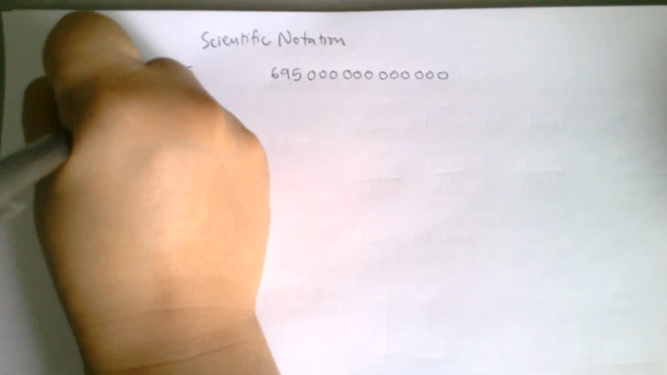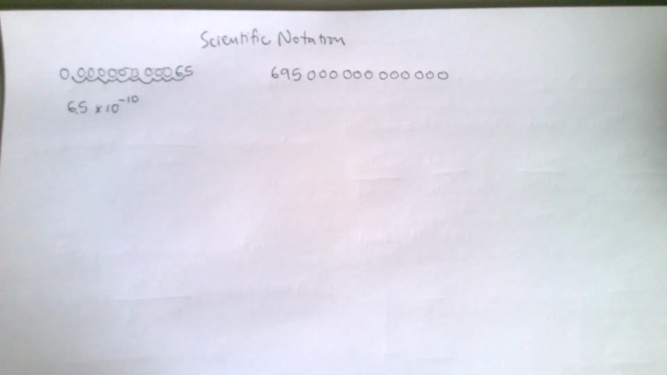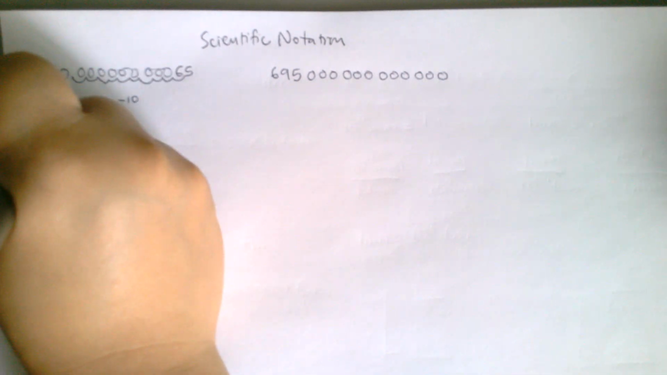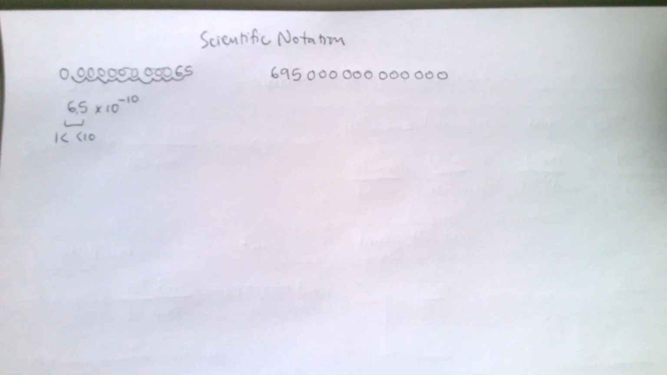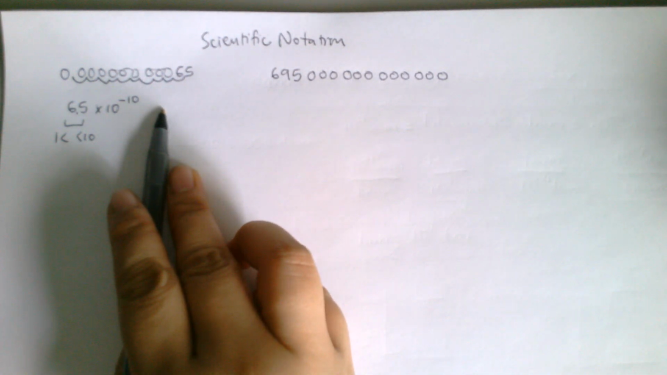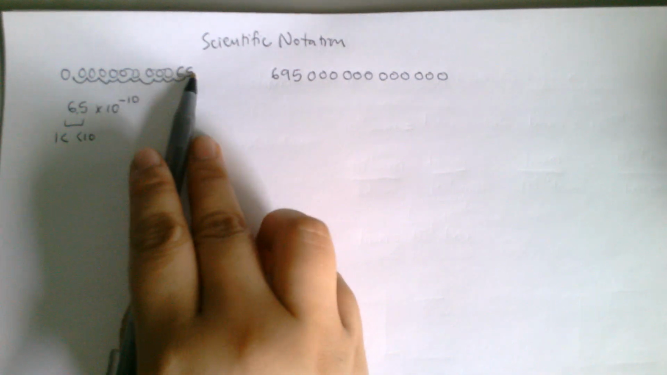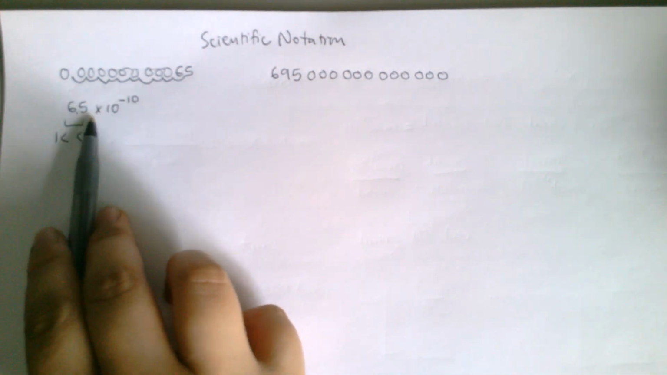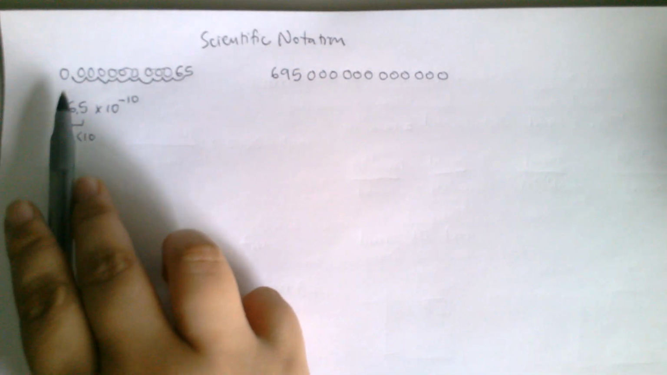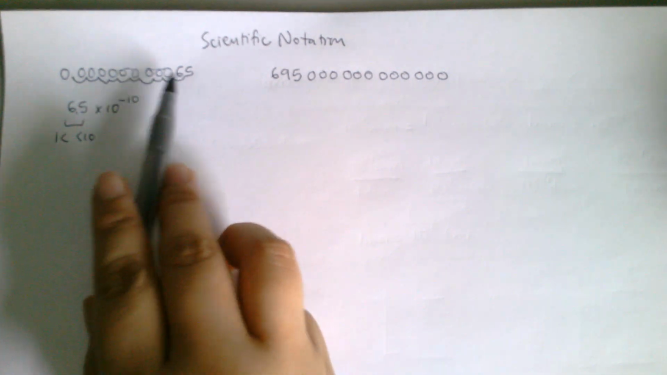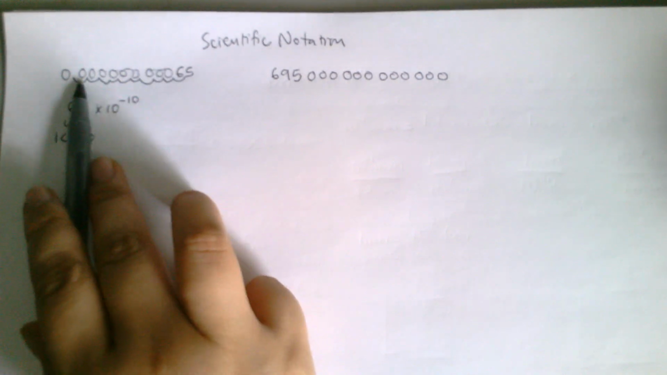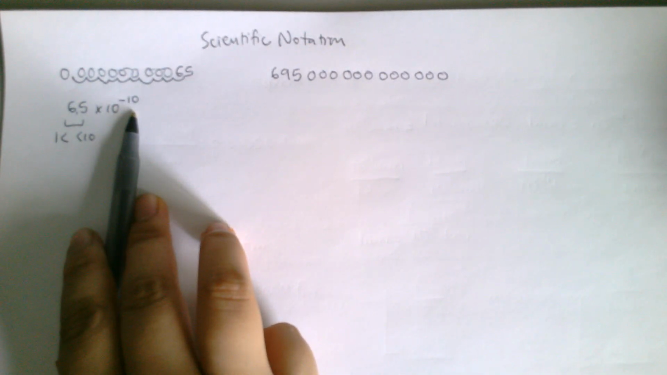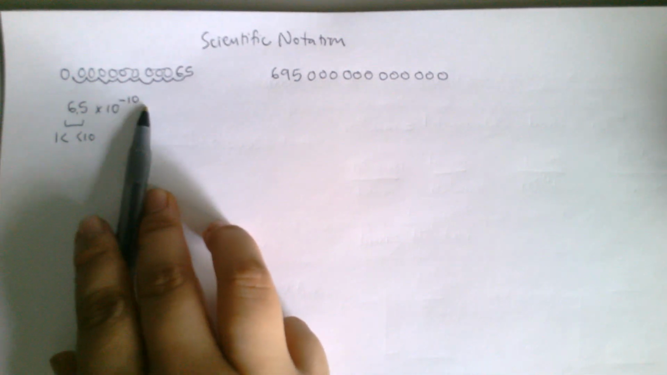6.5 times 10 to the negative 10. As you see here, this number has two components: 6.5, which is between 1 and 10, and 10 to the negative 10, which indicates how many spaces you moved. In this case, we moved 10 spaces, and because this number has become bigger, 0.00000000065 has become 6.5, a tiny number becoming a big number, this number becomes a small number, so 10 to the negative 10.